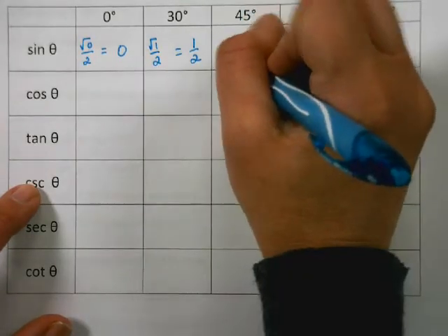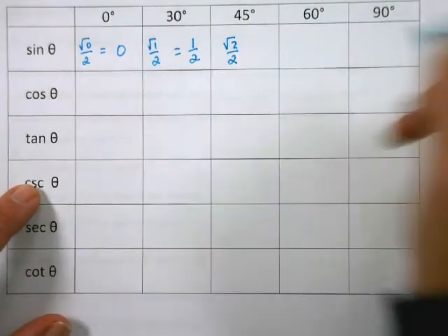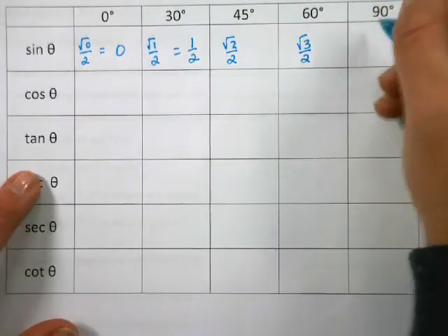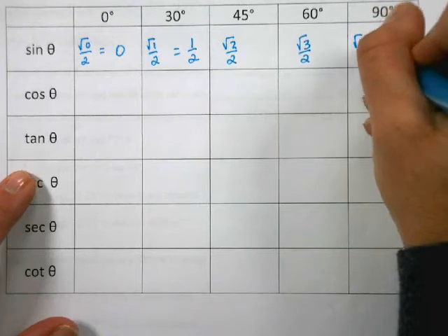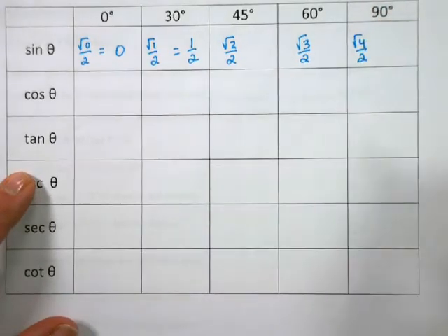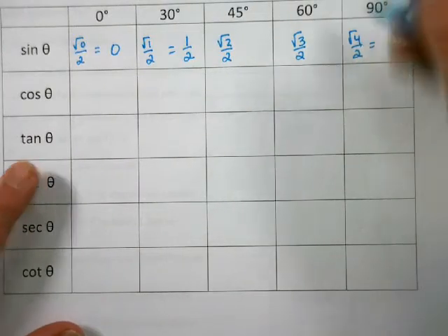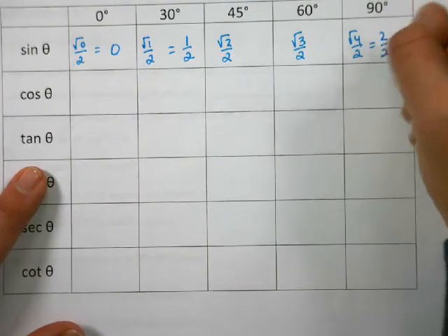Square root of 2 over 2. Well, he's rationalized. He's pretty. I'm going to leave him. Square root of 3 over 2. He's okay, too. How about the square root of 4 over 2? 2 over 2 is 1. Yeah. This guy, the square root of 4 is 2 over 2, so he's 1.